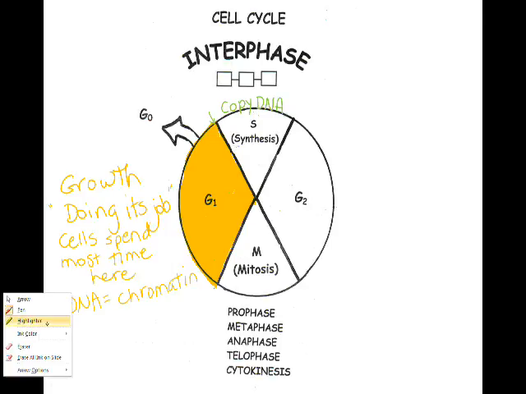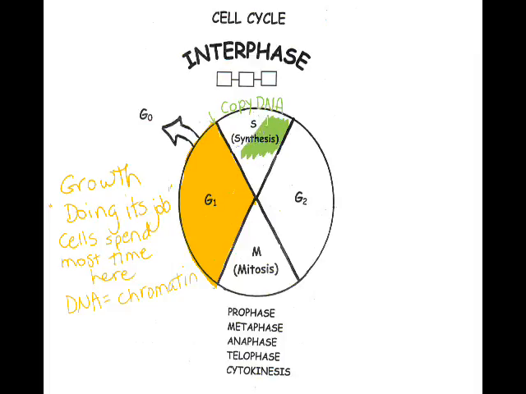So I'm going to color my next little section here. Pick a new color. And we're going to color S phase. S for synthesis. Remember synthesis, like protein synthesis? We talked about that word before. Synthesis means to build or make something. And what we're making in this phase is DNA. We're going to copy our DNA.